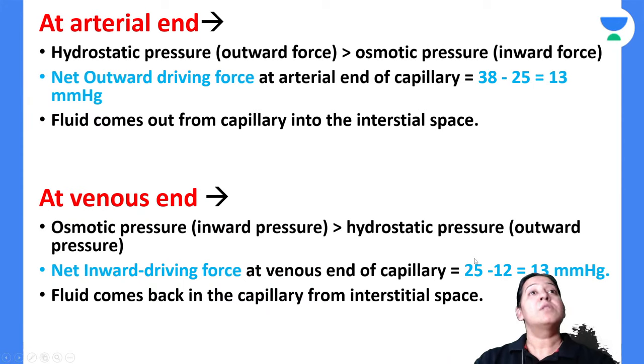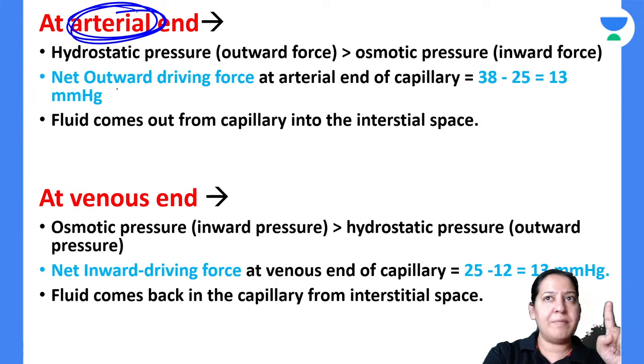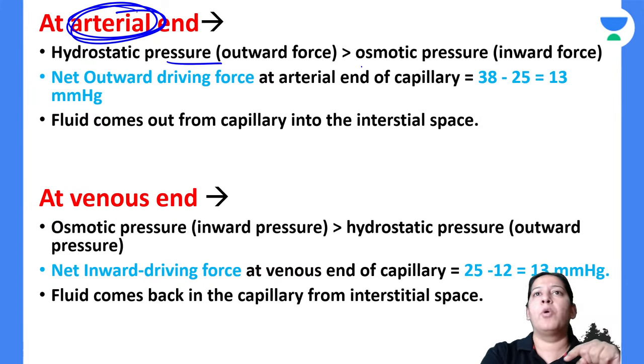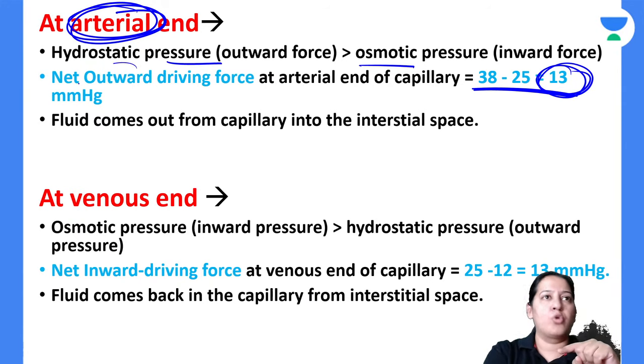Right. So at the arterial end, what is happening? At the arterial end, the outward pressure is more than inward. Hydrostatic is more than osmotic. So net pressure is 38 minus 25, that is 13 mm. And net is outward.